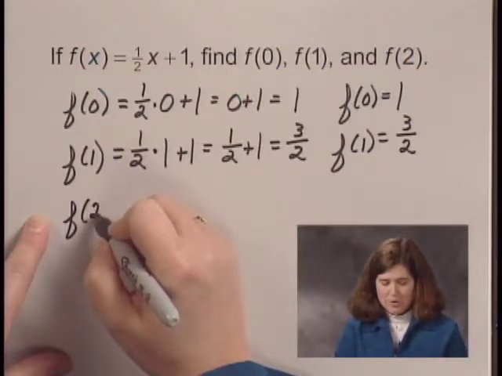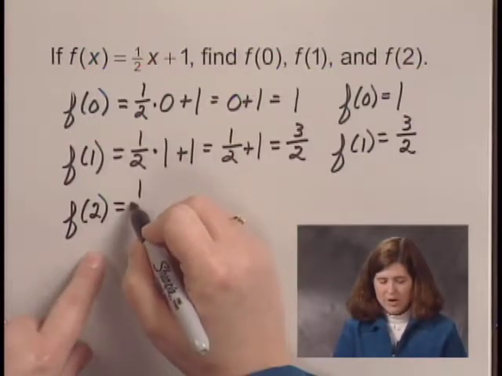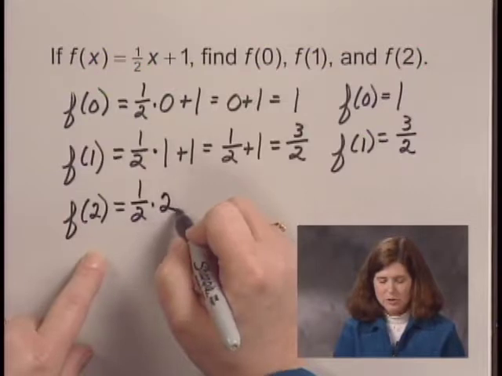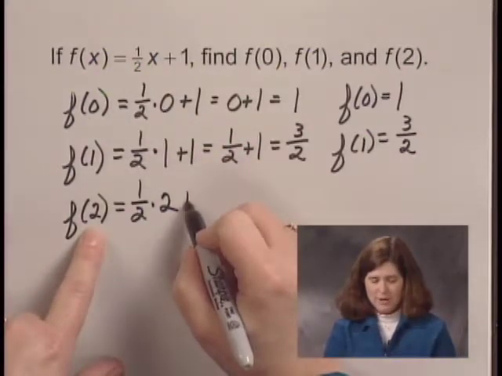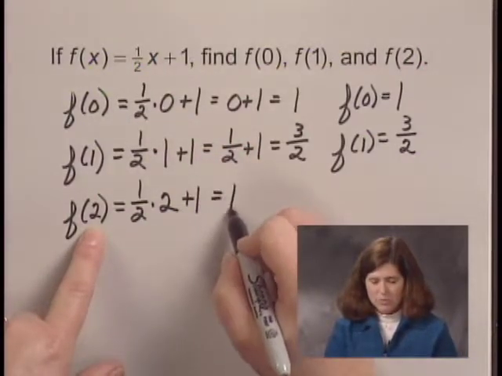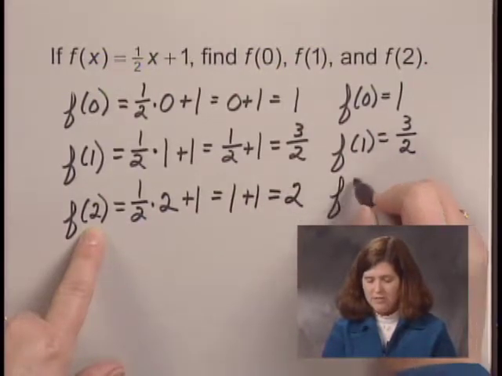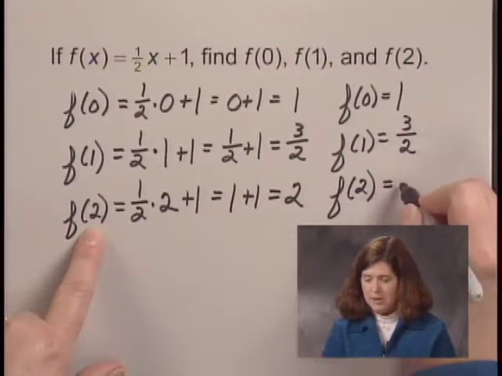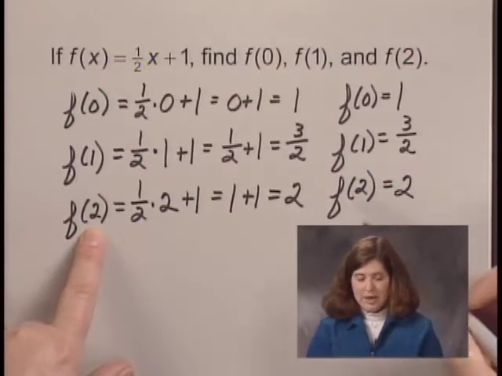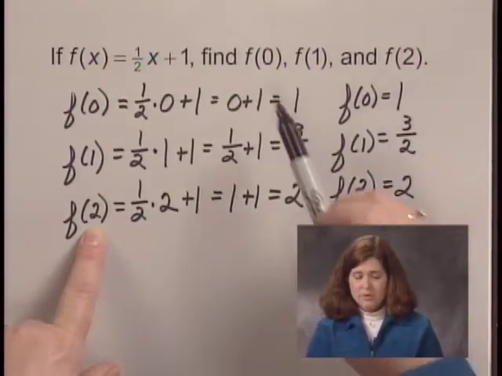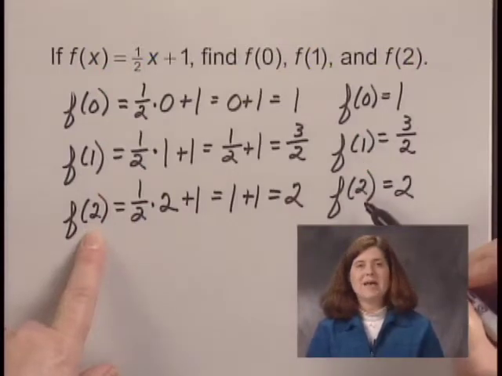F of 2 is 1/2 times 2, replacing x with 2, plus 1, which is 1 plus 1, or 2. So f of 2 is 2. And we found the function values f of 0, f of 1, and f of 2.